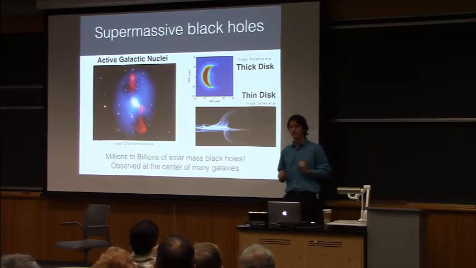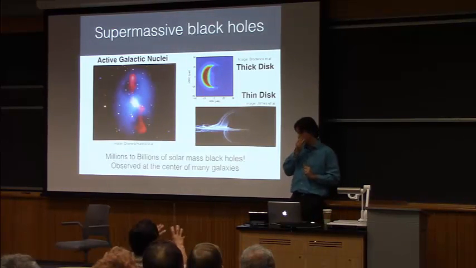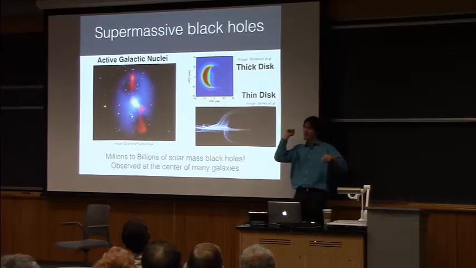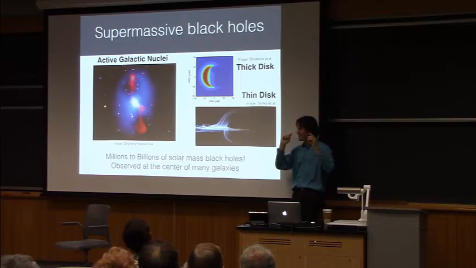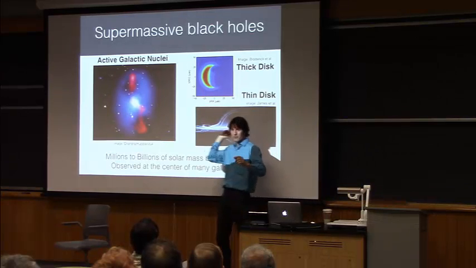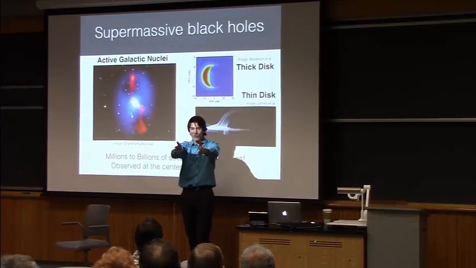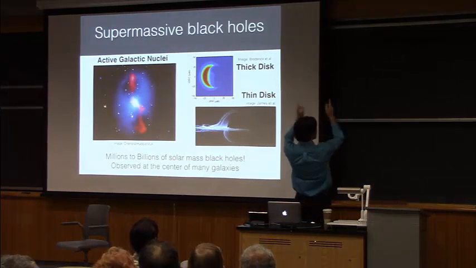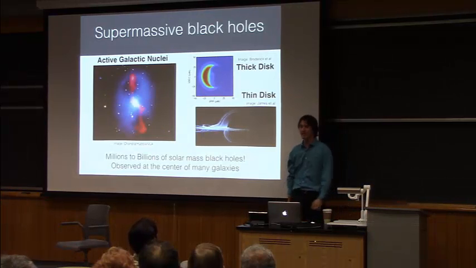François? Yes? What causes the asymmetry in the appearance of that disk? It's because matter coming towards you beams light towards you. When the matter comes towards you, it beams light towards you, and so you receive more energy from that side of the disk. While the matter going the other way sends most of its light in the opposite direction, and so you don't see it very well.